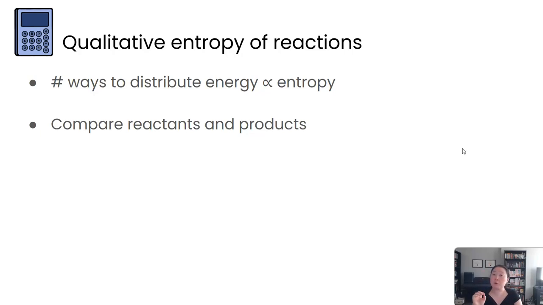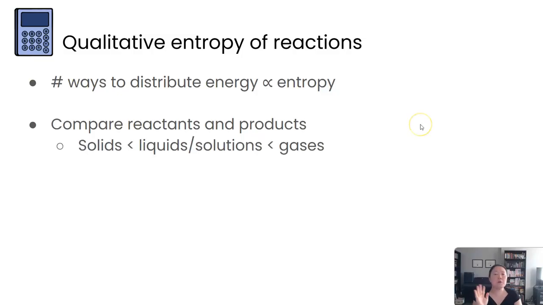One of the big ones is going to be states. So take a look and compare your reactants versus your products. Does one side have more solids than the other? Does one side have more gases or liquids and solutions? In general, your solids have the least amount of entropy and your gases have the most amount of entropy. So if you're starting with a solid on one side and then you are going to end up with a gas on the other side, it's probably likely that you are increasing entropy in this reaction.